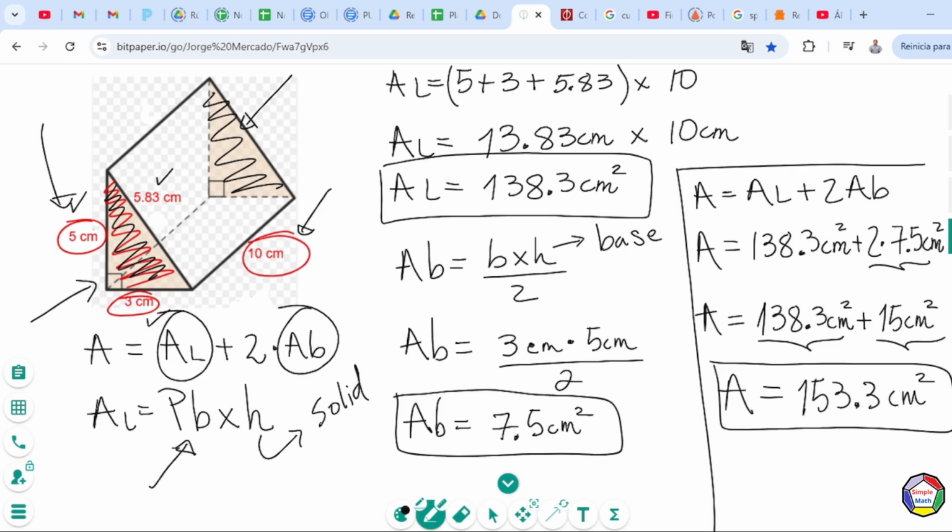And that's the way we calculate. Remember, things to remember. The formula is lateral area plus 2 times the area of the base. So first we need to get the lateral area, which is the perimeter of the base times the height. This height is the height of the solid. And then we calculate the area of the base, which is in this case a right triangle.